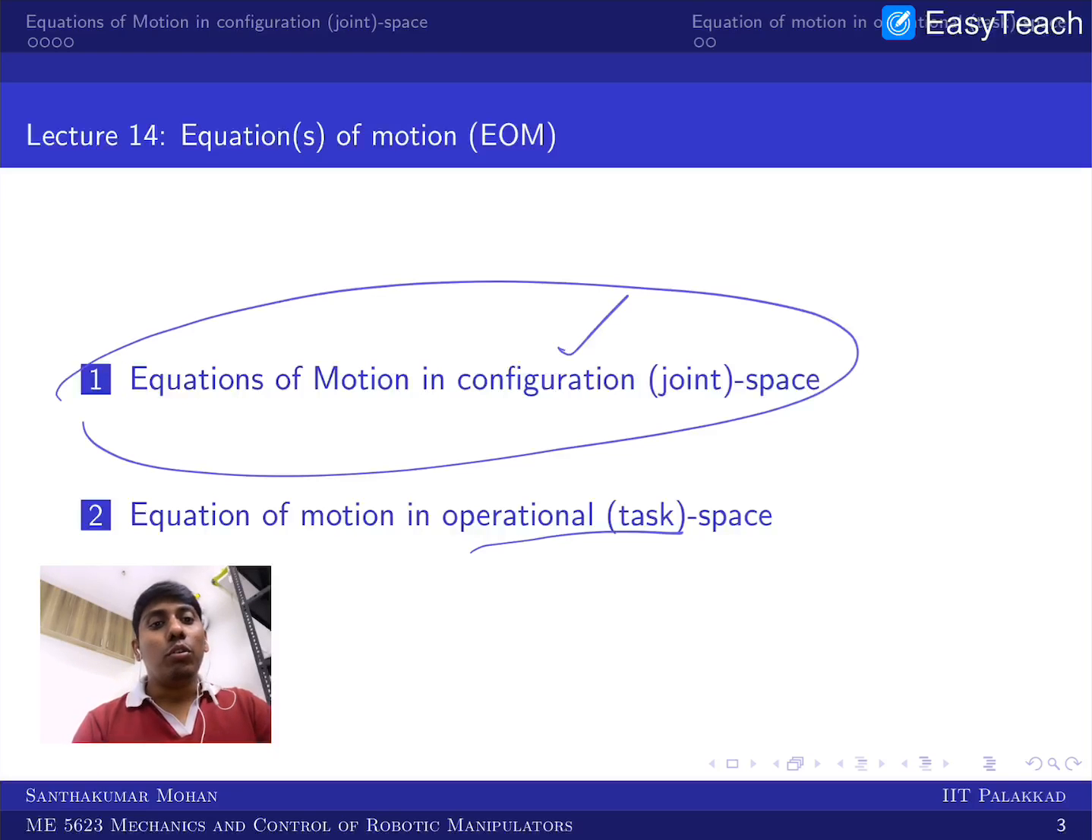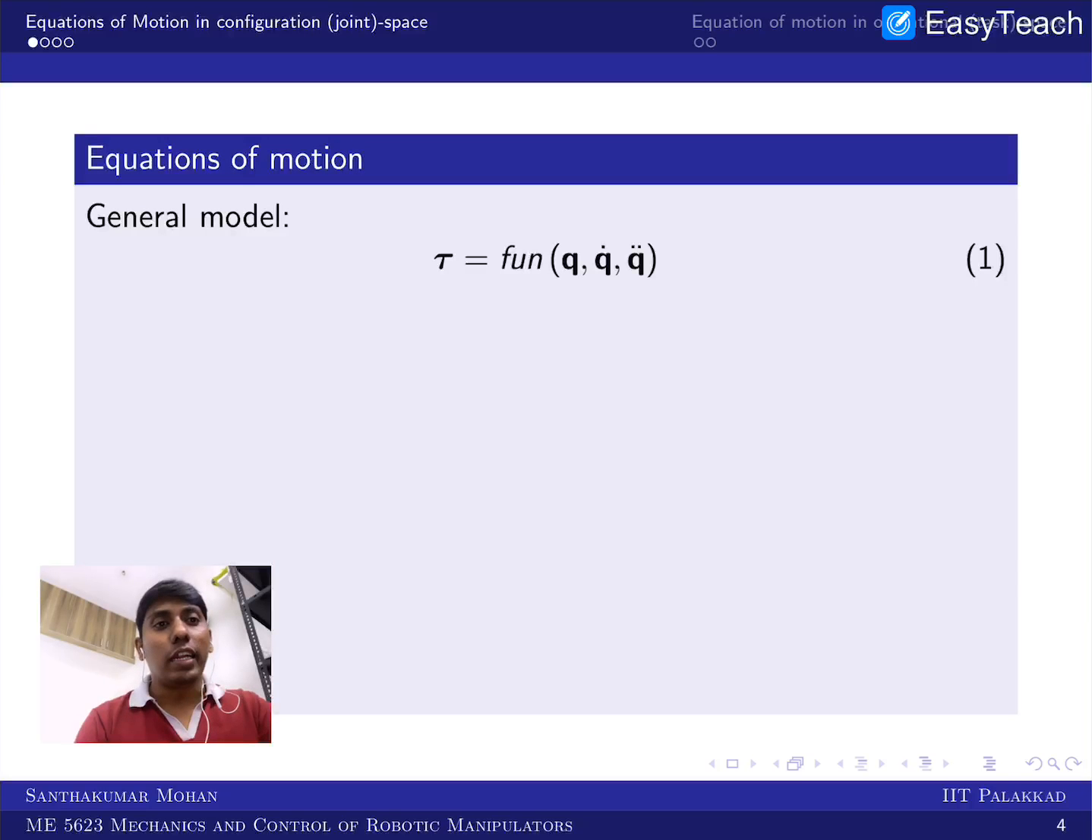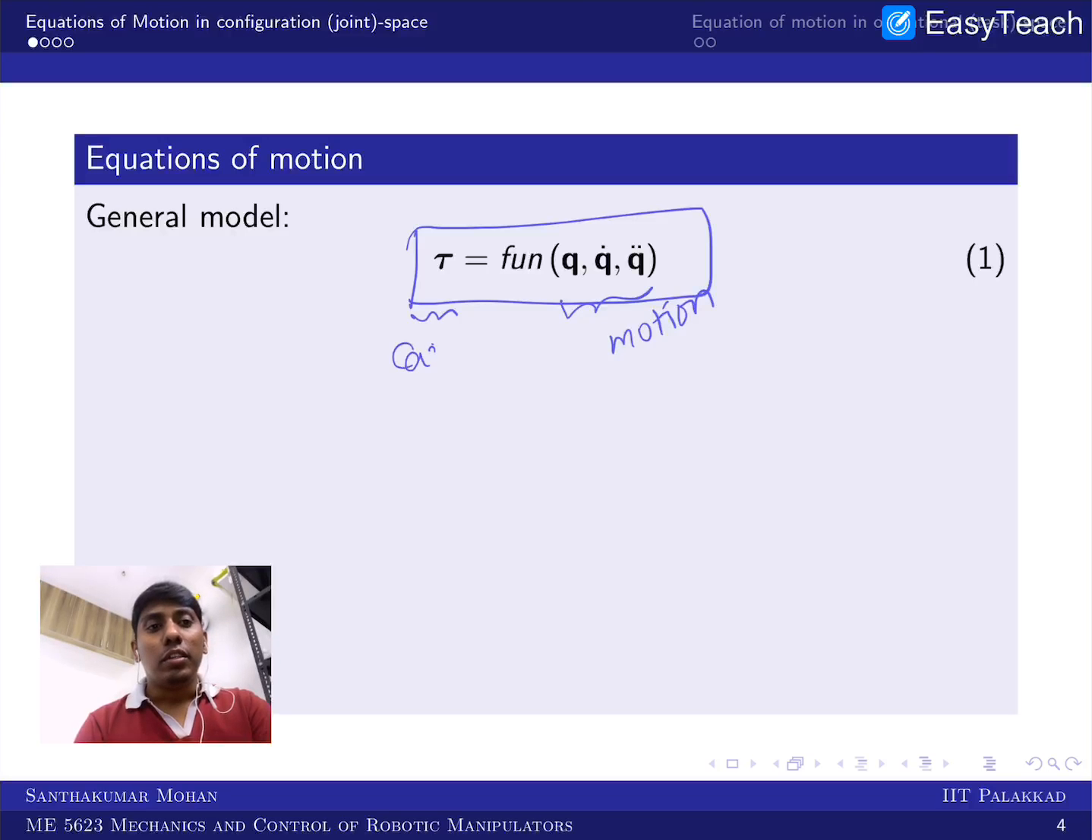So let us go slide by slide, then we can see what exactly it does. This is the general model in a simple form, where tau can be written as a function of q, q dot and q double dot. In the sense, these are the motion variables, and these are the cause of motion. We are trying to write this in a simplified way, so that I can double integrate and get q of t.